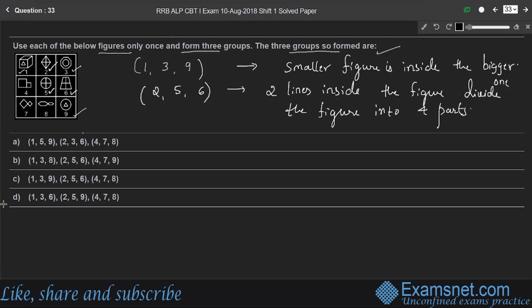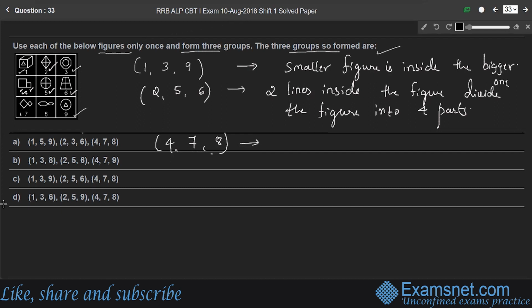Therefore, we can form a group by taking the second, fifth and sixth figures. The remaining figures are third, fourth, seventh and eighth. So we'll consider the fourth, seventh and eighth figures. In all three figures, we have a bigger figure followed by the same smaller figure, the same shaped smaller figure.